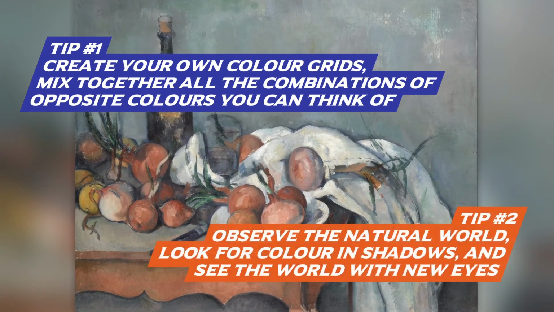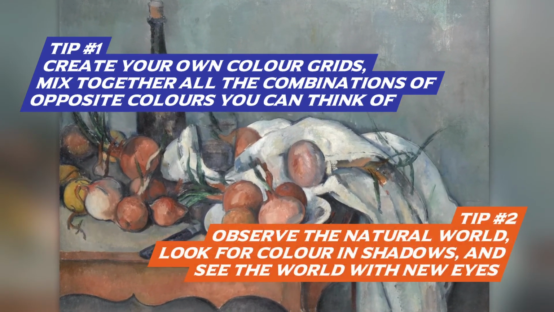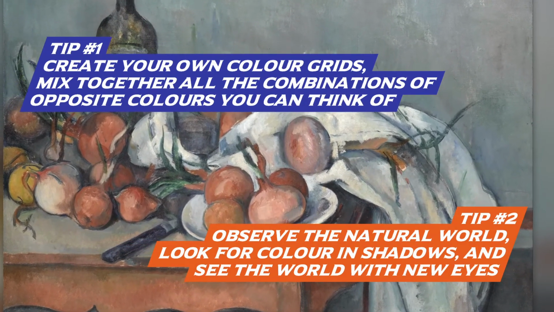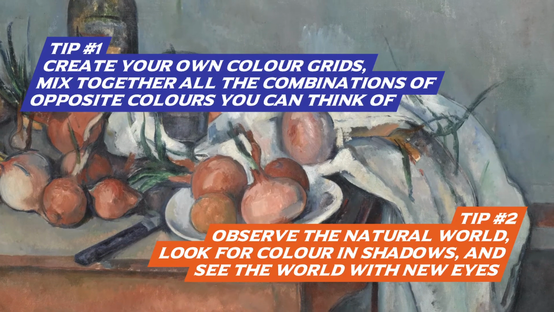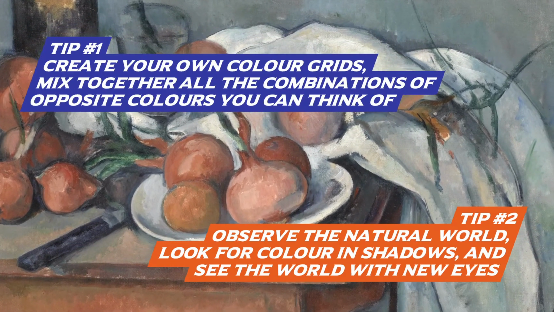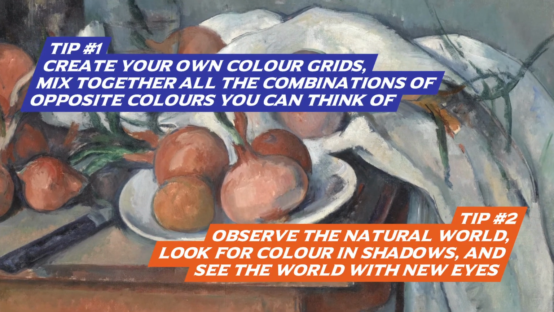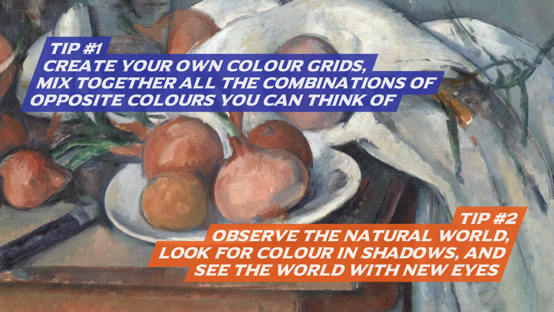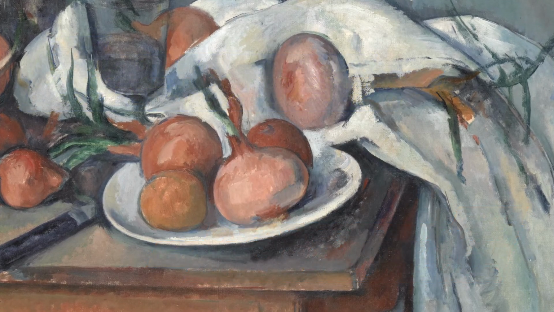Tip number 2 is about looking at the world. When you're observing the natural world, expect to find that shadows are coloured. Look for these colours. Look for how they're formed and where they come from. Look at the world with new eyes.